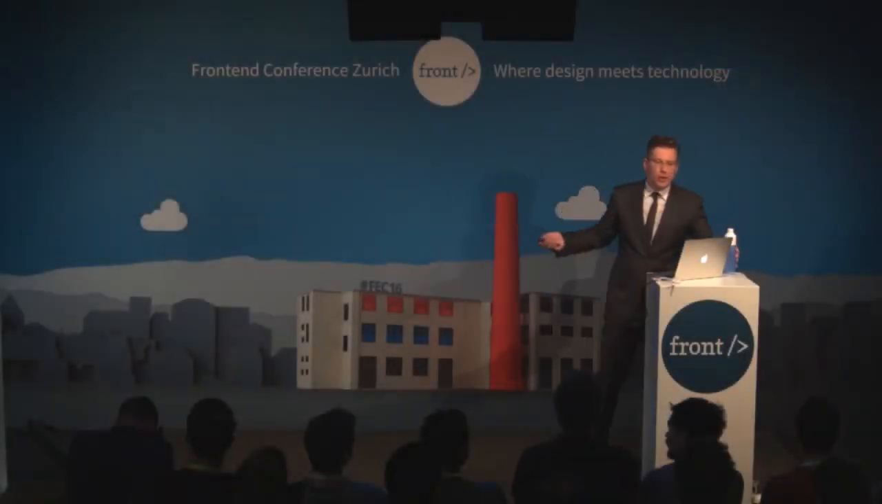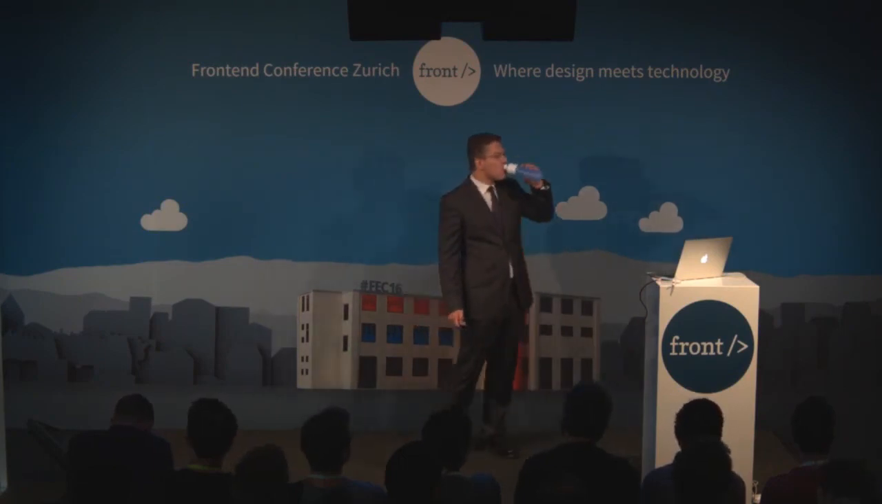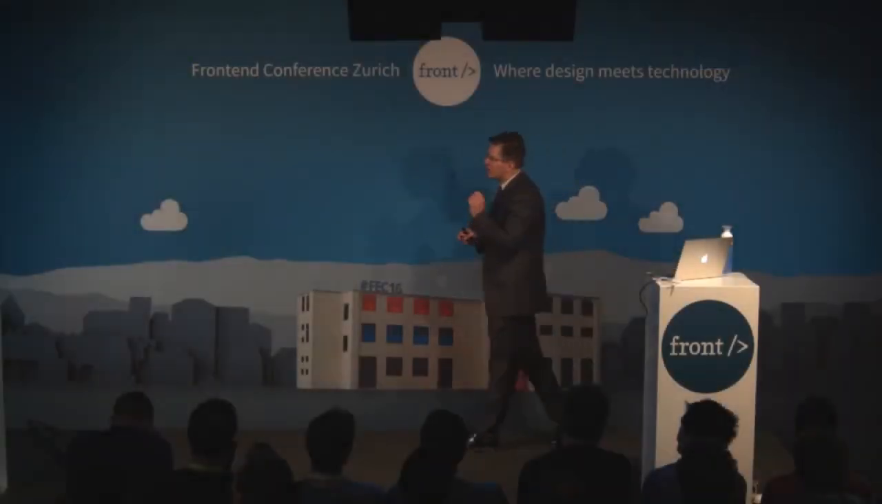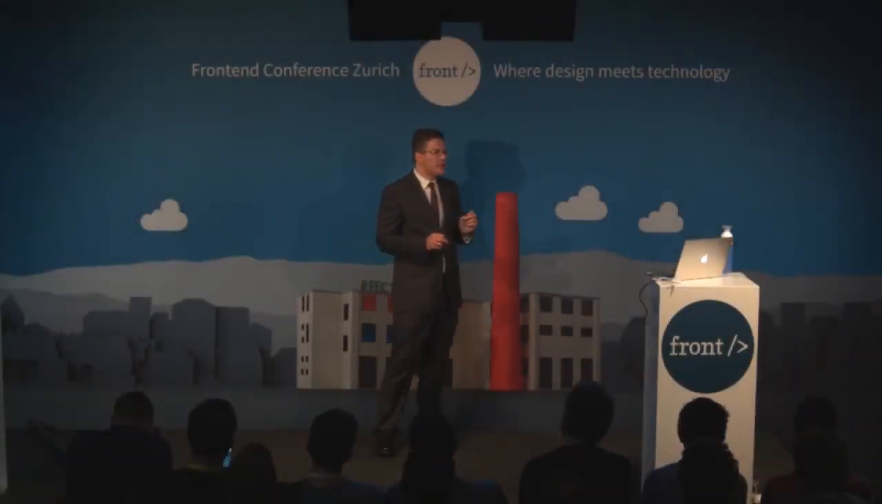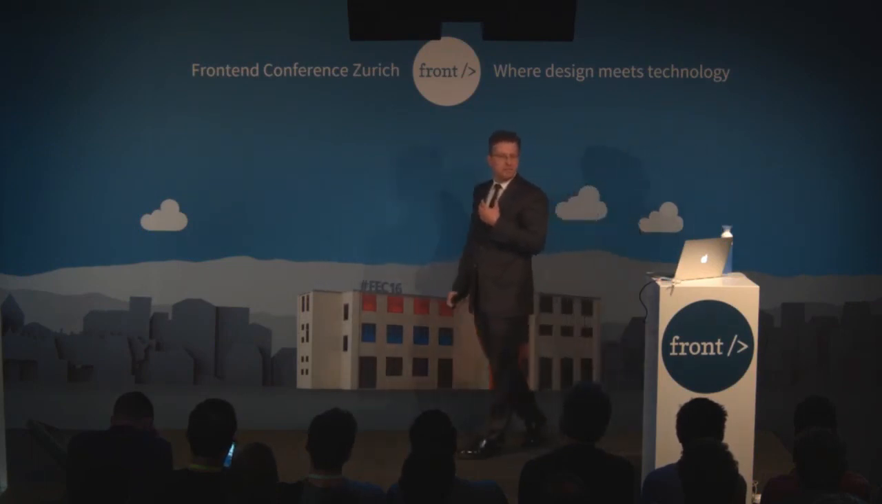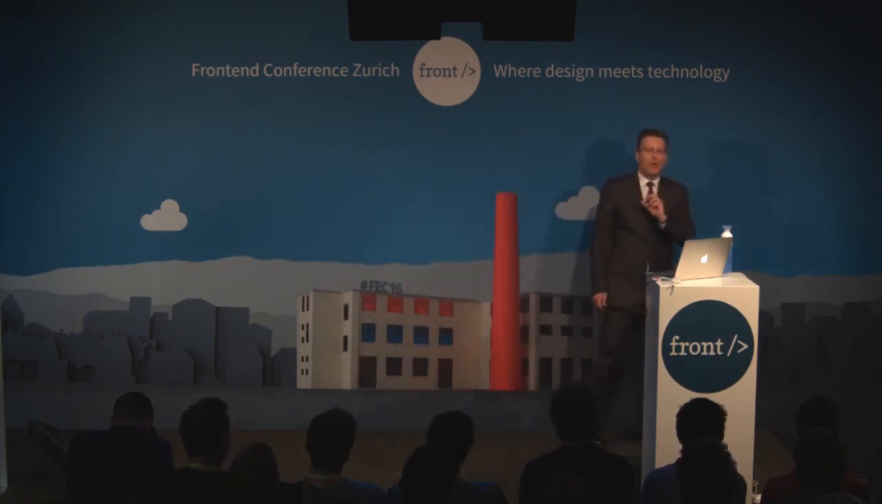Now, David Hillman, who was formerly at The Guardian and New Statesman, said, "In its best form, art direction involves the art director having a full and in-depth understanding of what the magazine says and through design influencing how it's said." And this means that for many organizations, art direction is not easy to accommodate because an art director needs to work closely with the editorial team. In fact, art direction, design, and editorial are all equal partners.